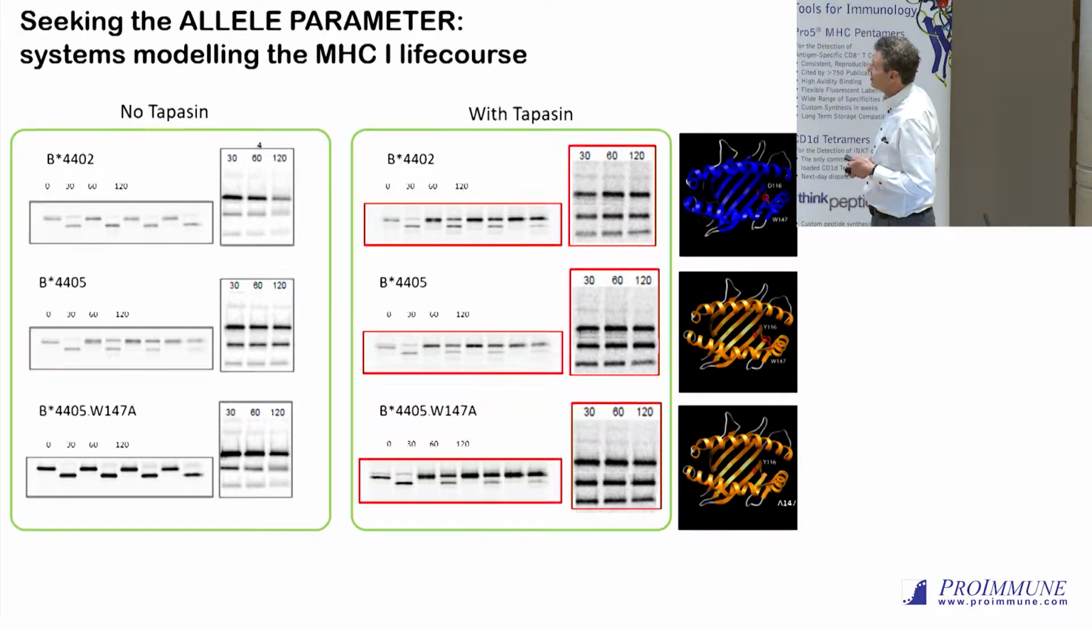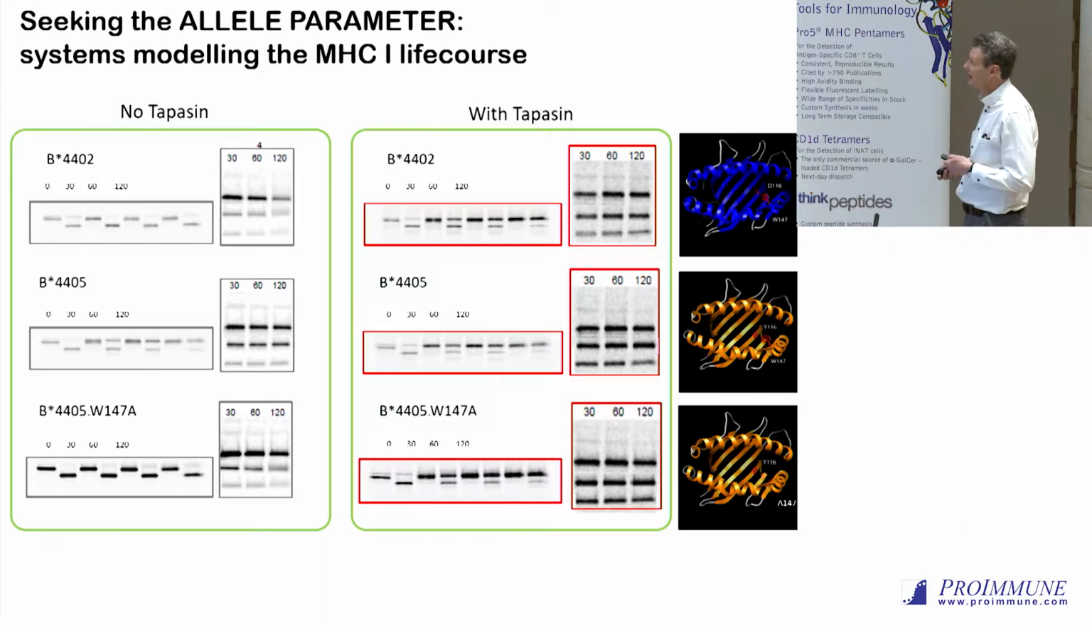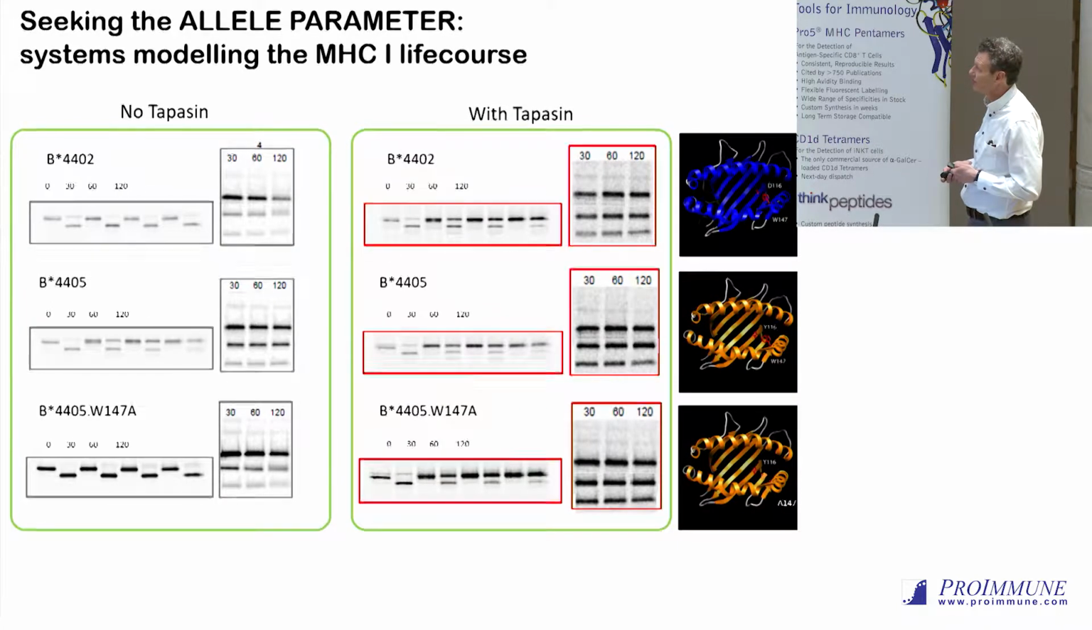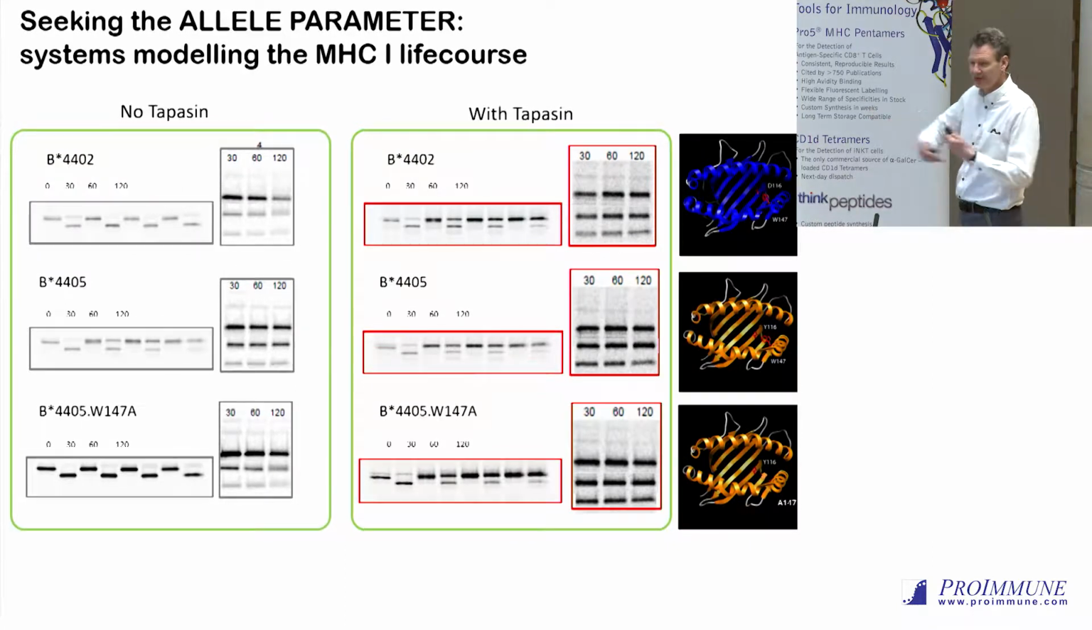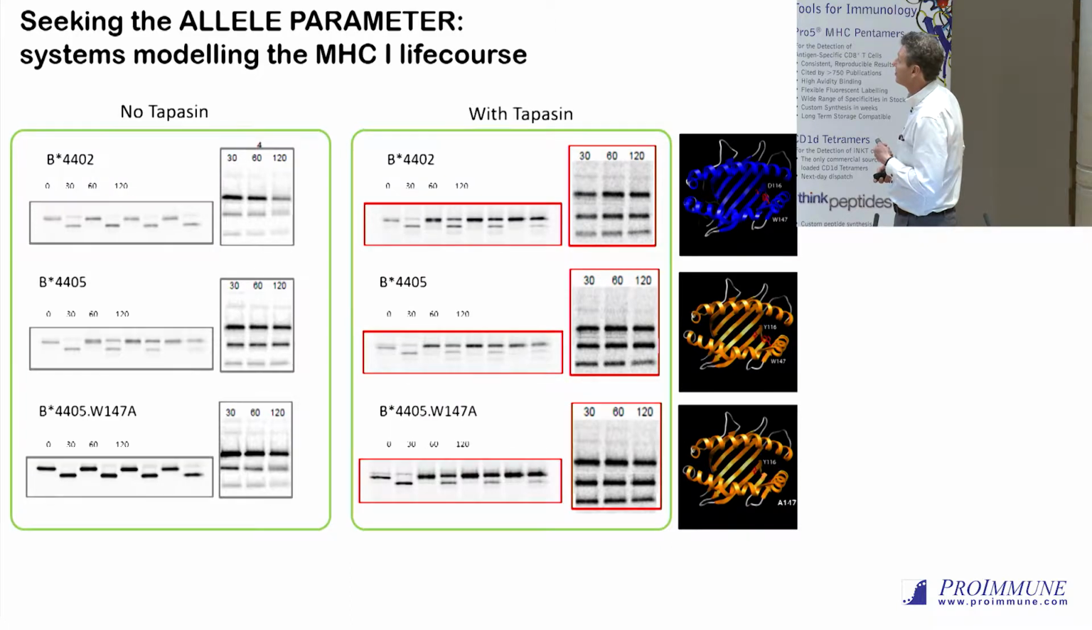I'm also showing this allele, which is a mutation that we've made in the B4405 molecule. We did a saturation mutagenesis analysis, and I picked this one out because it reverses that phenotype. So now the B4405 molecule is no longer able to load with peptides in the absence of TAPACIN, just like B4402. So we've taken the B4405 molecule back to the other end of the spectrum with a single amino acid change at residue 147.